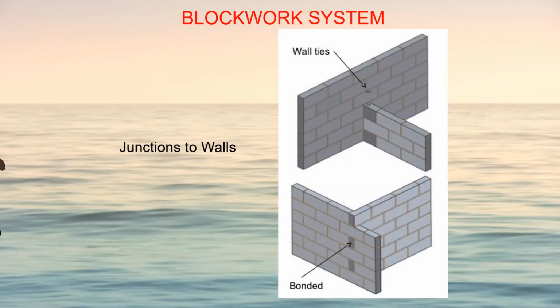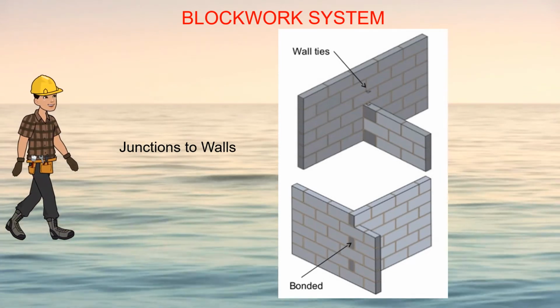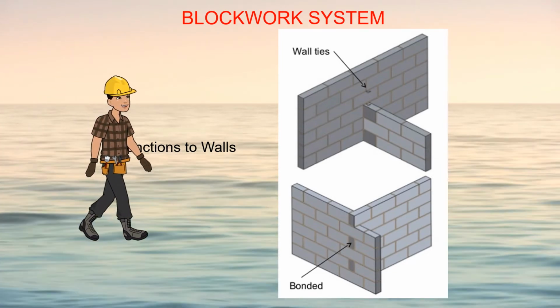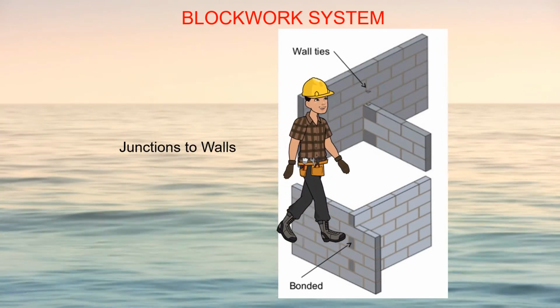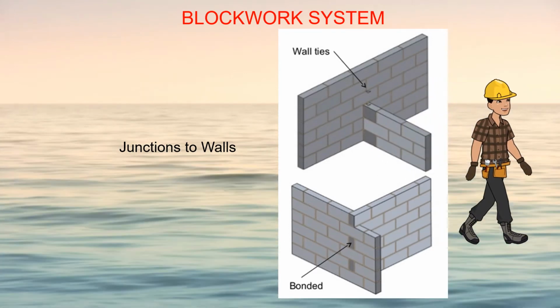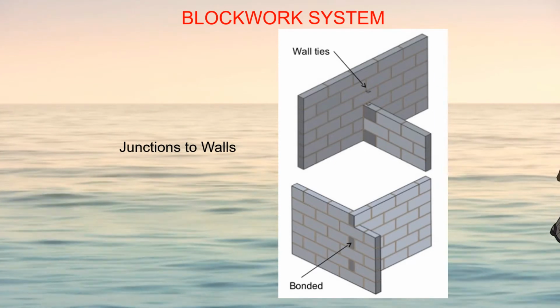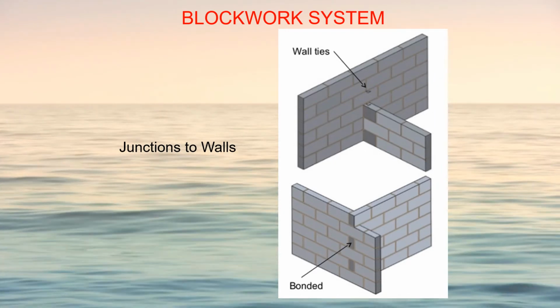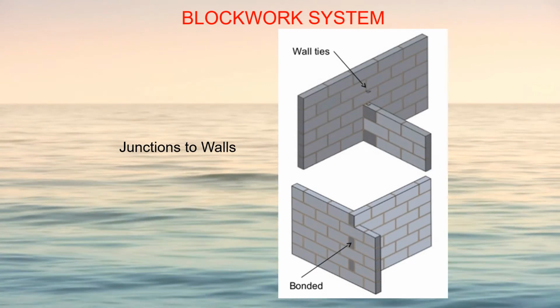It is not always convenient to build a junction wall at the same time as the main wall. The junctions are normally bonded, or ties can be used with a straight joint. Indents may be left to allow bonding to occur at a later stage. Indents are the gaps where blocks will be inserted at a later date.